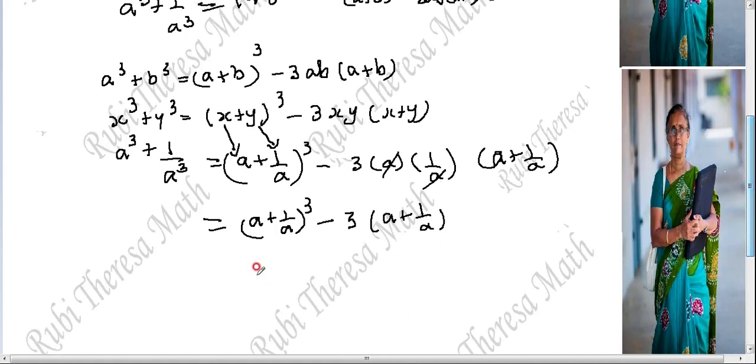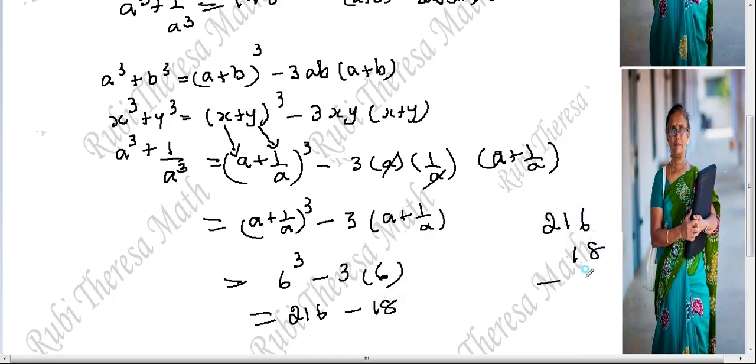Then, as usual procedure only. Understand? So, a plus 1 by a is nothing but 6. 6 cube minus 3 into a plus 1 by a, which is 6. So, 6 cube is what? 216. 3 sixes are 18. Otherwise, do the usual subtraction. Understand? Here, 11. Why? Because from 6, you won't be able to subtract 8. Then while you are taking 1, it will become 0. Otherwise, you go with the procedure. Here, while you are borrowing, this will become 16. This will become 0. So, 16 minus 8 is 8. 0 minus 1 you can't do. So, 1 here makes 10. 10 minus 1 is 9. So, 198.